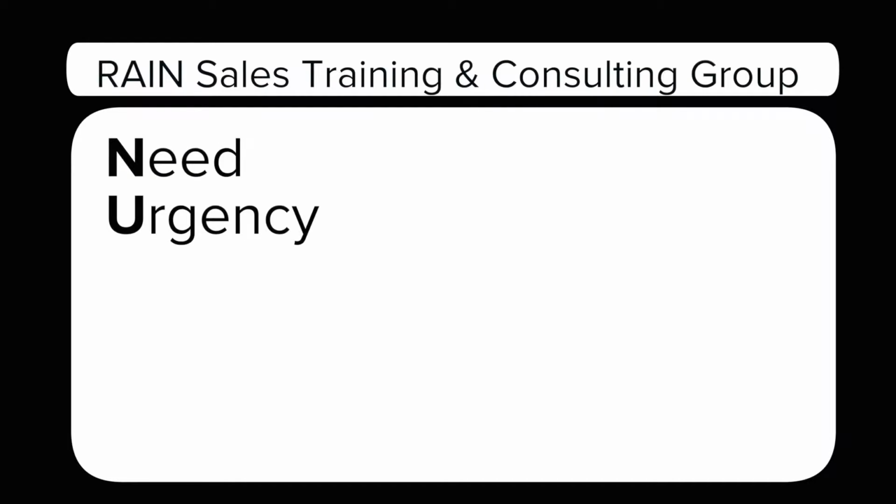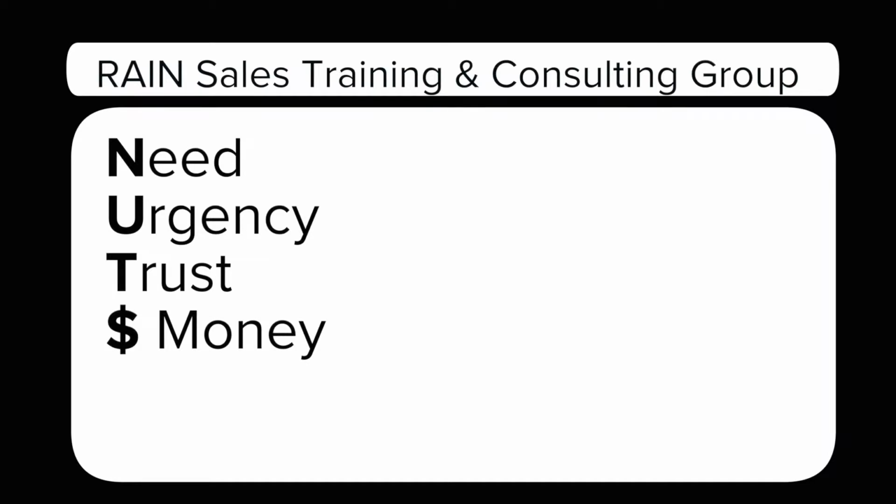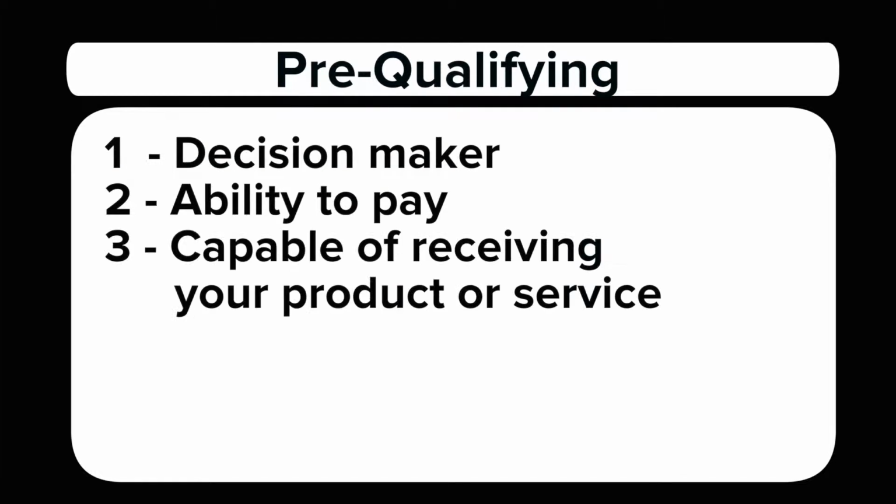All right, let's take a moment and review what we learned in video 4. We learned to not allow objections to drive us nuts by focusing on questions that apply to the 4 areas where we find most objections: 1, need; 2, urgency; 3, trust; and then finally, money and resources. We also learned to pre-qualify the prospect by assessing their role as the decision maker, their ability to pay, and capabilities and availability to receive the product.